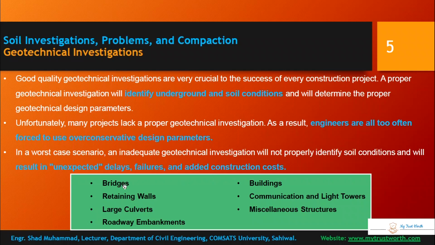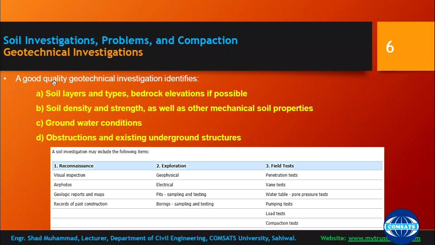So particularly, in which structures are geotechnical investigations majorly conducted: bridges and retaining walls, large culverts and roadway embankments, buildings, communication and light towers, and miscellaneous structures, which are those structures not mentioned. So they are covered in geotechnical investigations. A good quality geotechnical investigation identifies soil layers and types, and bedrock elevation if possible. So this is very important, what a geotechnical investigation should identify or investigate.